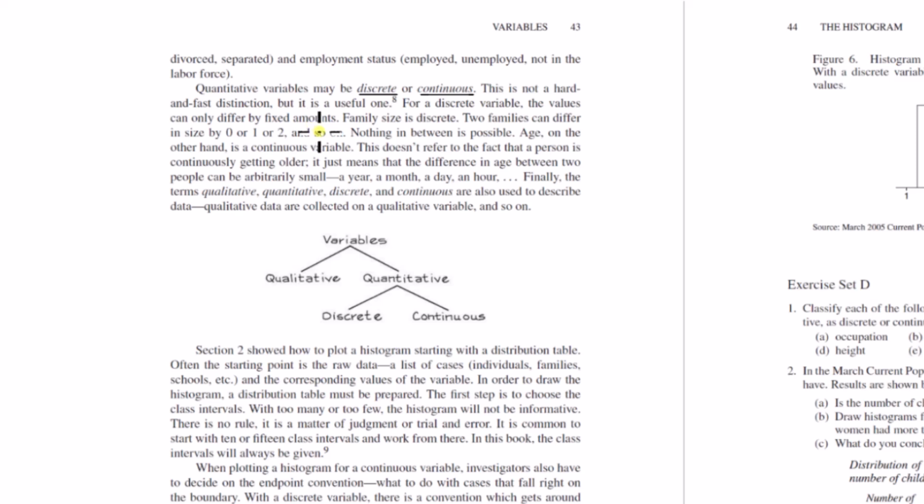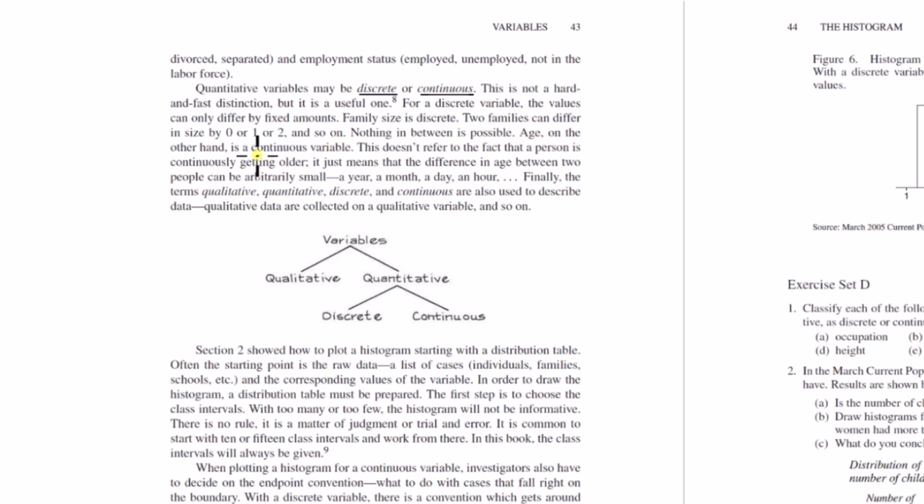So according to this definition, a discrete variable can differ only by fixed amounts. For a variable to be discrete, it doesn't mean that it has to be an integer or a whole number. It's just that it can only differ by fixed amounts. So even if it can only differ by 1/2, so 1/2, 1, 2.5, 5, 6, 7.5, that would be a discrete variable. So family size is discrete because you can't say 1/2.